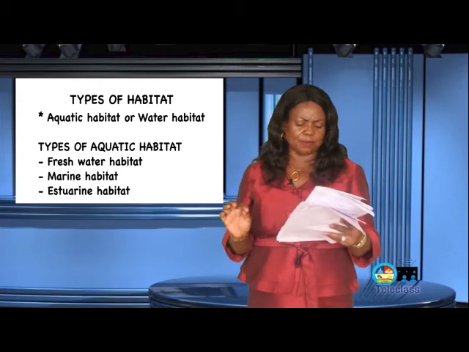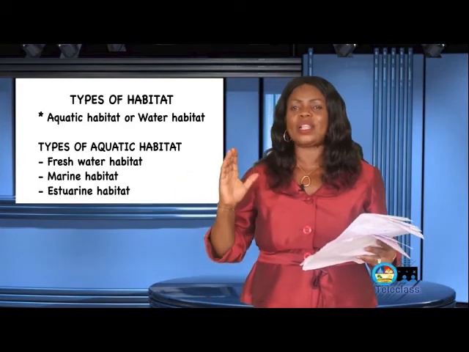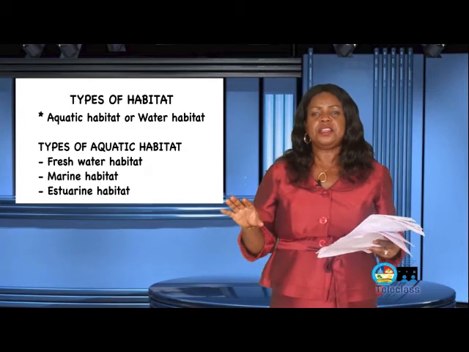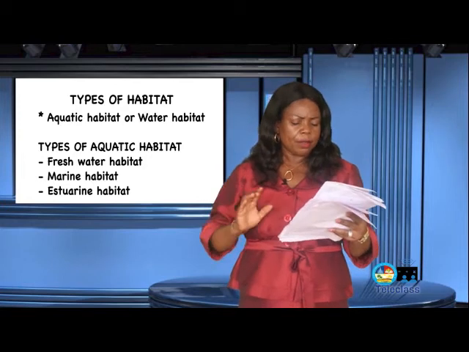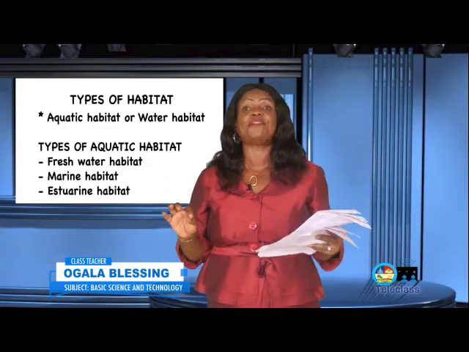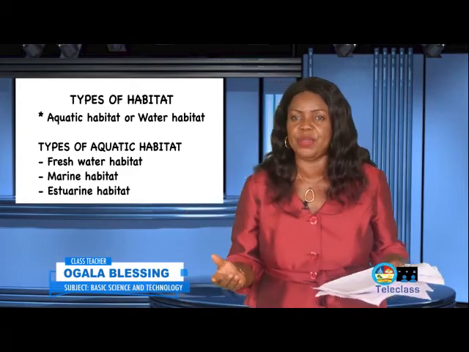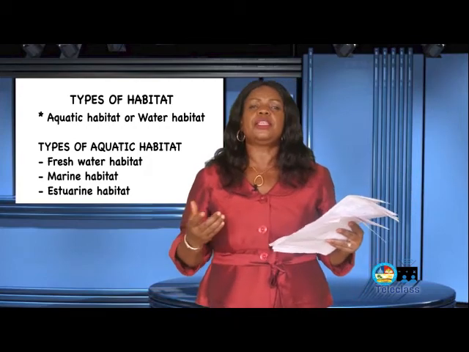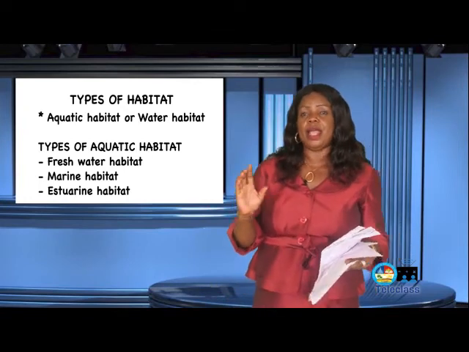And then the next one, which is marine habitat, is very high in salt. The water there is salty water. There you find that the concentration of salt is very high. Examples of such places are the sea and the ocean. These are examples of what? Marine habitat. And we have organisms that live there, like the whale, the dolphins, the shark, and so on. These are the animals that live in marine habitat.